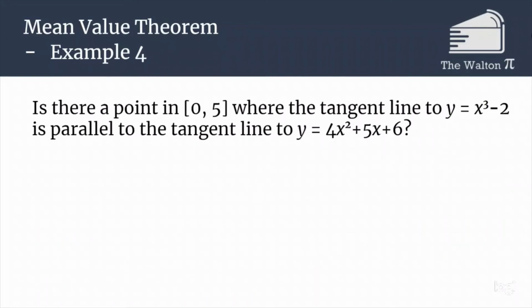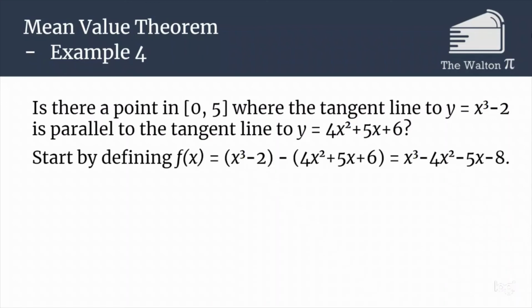And let's do one more example of how we might be able to use this in a way that doesn't look directly like it's going to be a mean value theorem problem. Let's say we are asked to show, is there a point in the interval 0 to 5 where the tangent line to y equals x cubed minus 2 is parallel to the tangent line to y equals 4x squared plus 5x plus 6? Well, the mean value theorem only applies if we have a single function and we connect the endpoints. So let's define a function, f of x, to be our first function minus our second function.